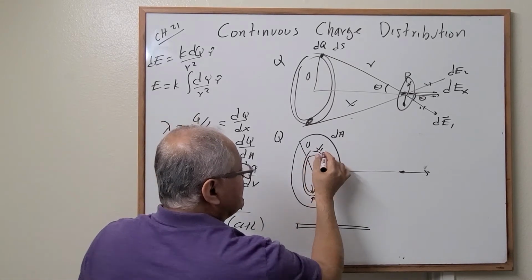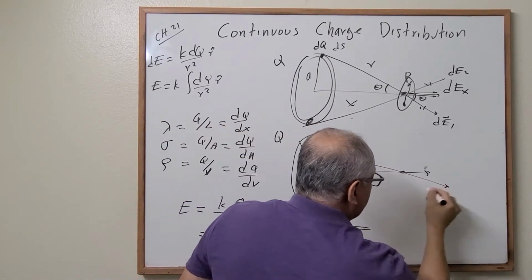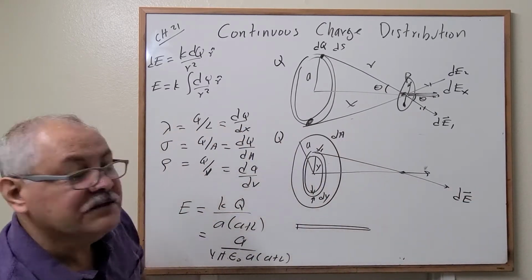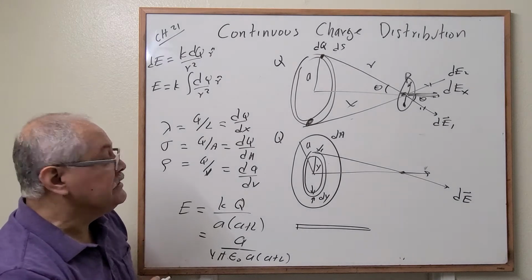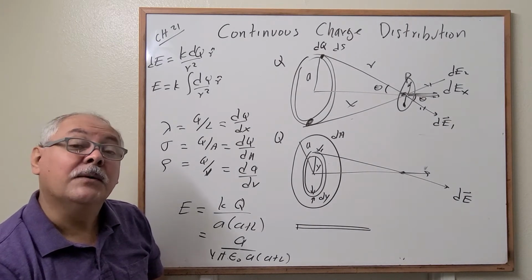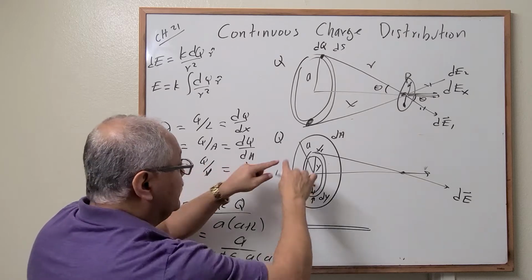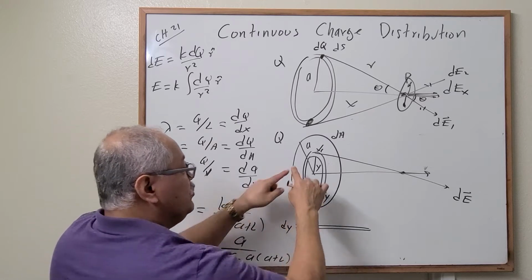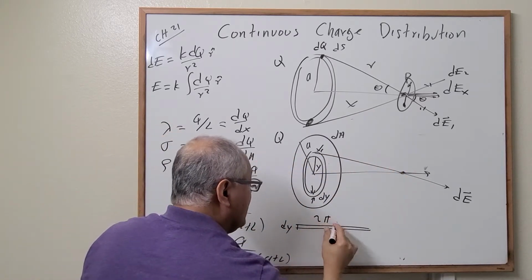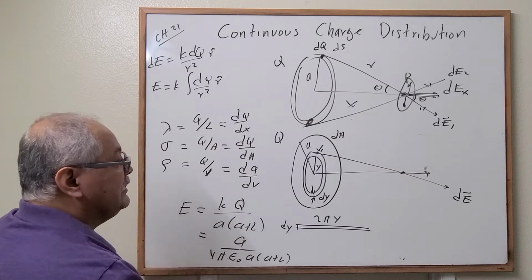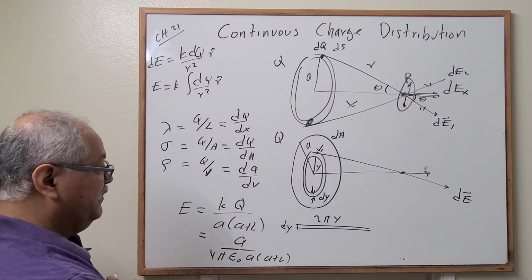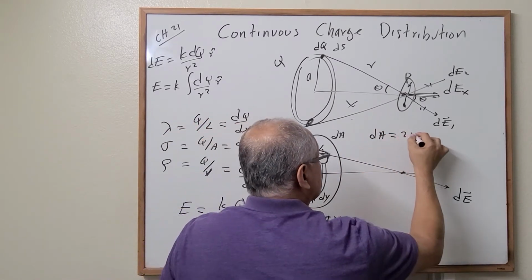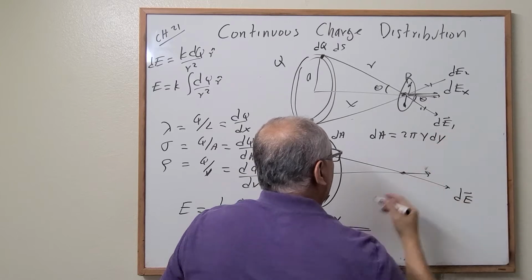Well, let's take this point in the same way as before, and this is the electric field produced by this, let's say, ring, or tape over here. So it's going to be dy, the thickness. What should be the length? The length is 2 pi y. That's the length. And what should be the area? dA is equal to 2 pi y dy.